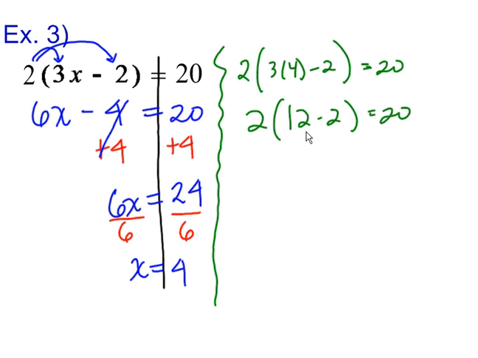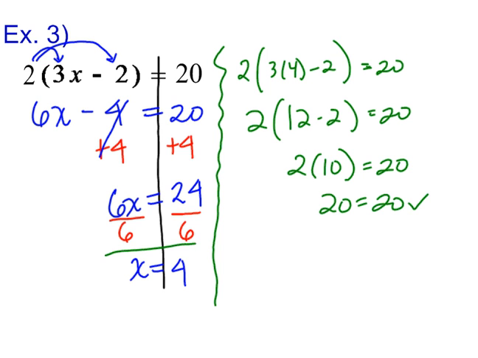Still in our parentheses, 12 minus 2 is 10. And 2 times 10 is 20. So it checks out. So x equals 4 is our answer.